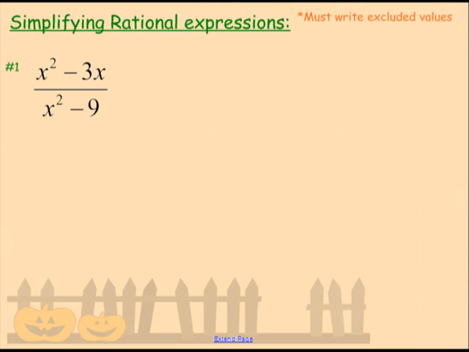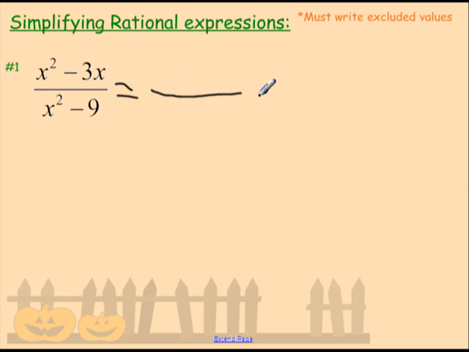Here we go. Okay, simplifying rational expressions. You should remember this from Algebra 2, but I'm just going to give you a quick review. We want to simplify this by factoring. So we're going to factor the numerator and factor the denominator and look for common factors to cancel. It's just like reducing fractions. It just looks funny because they're algebraic expressions.